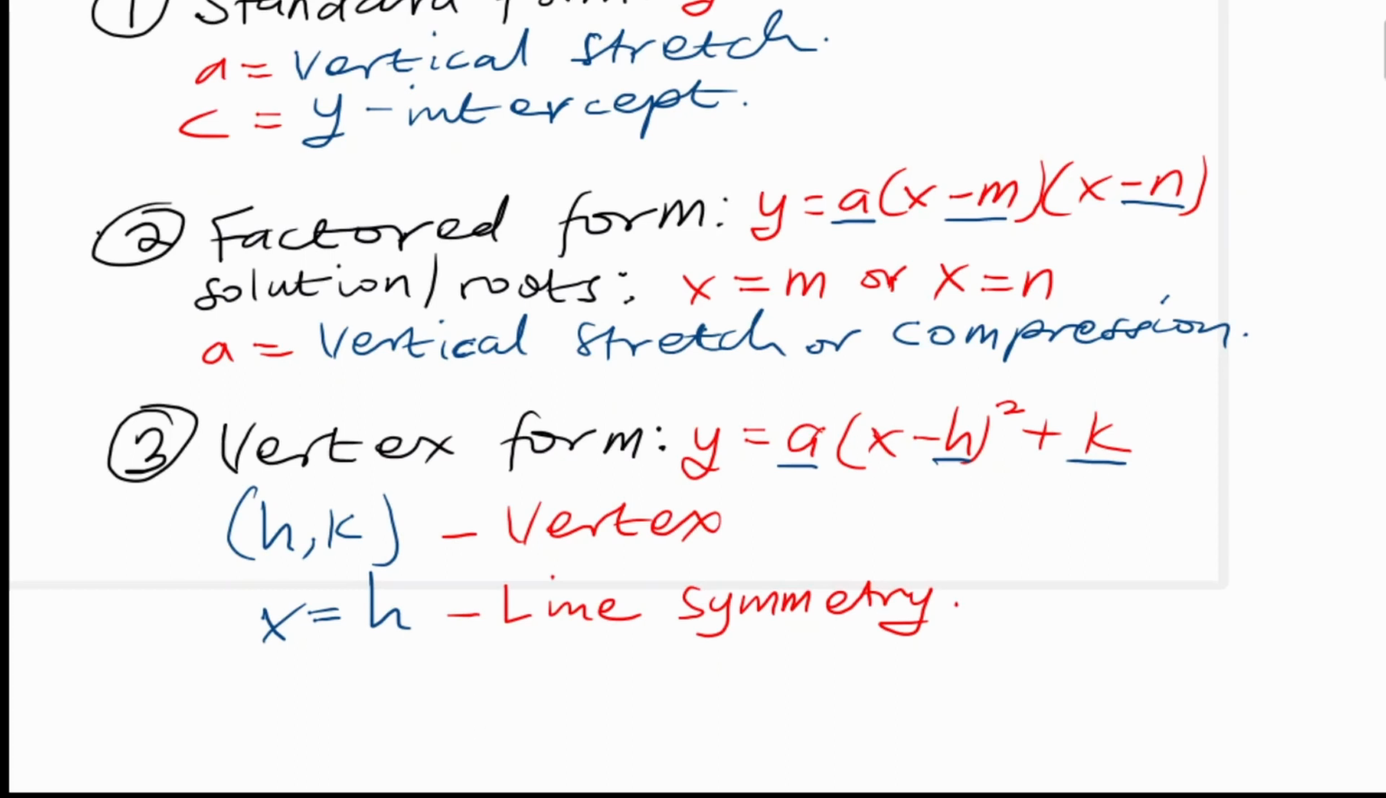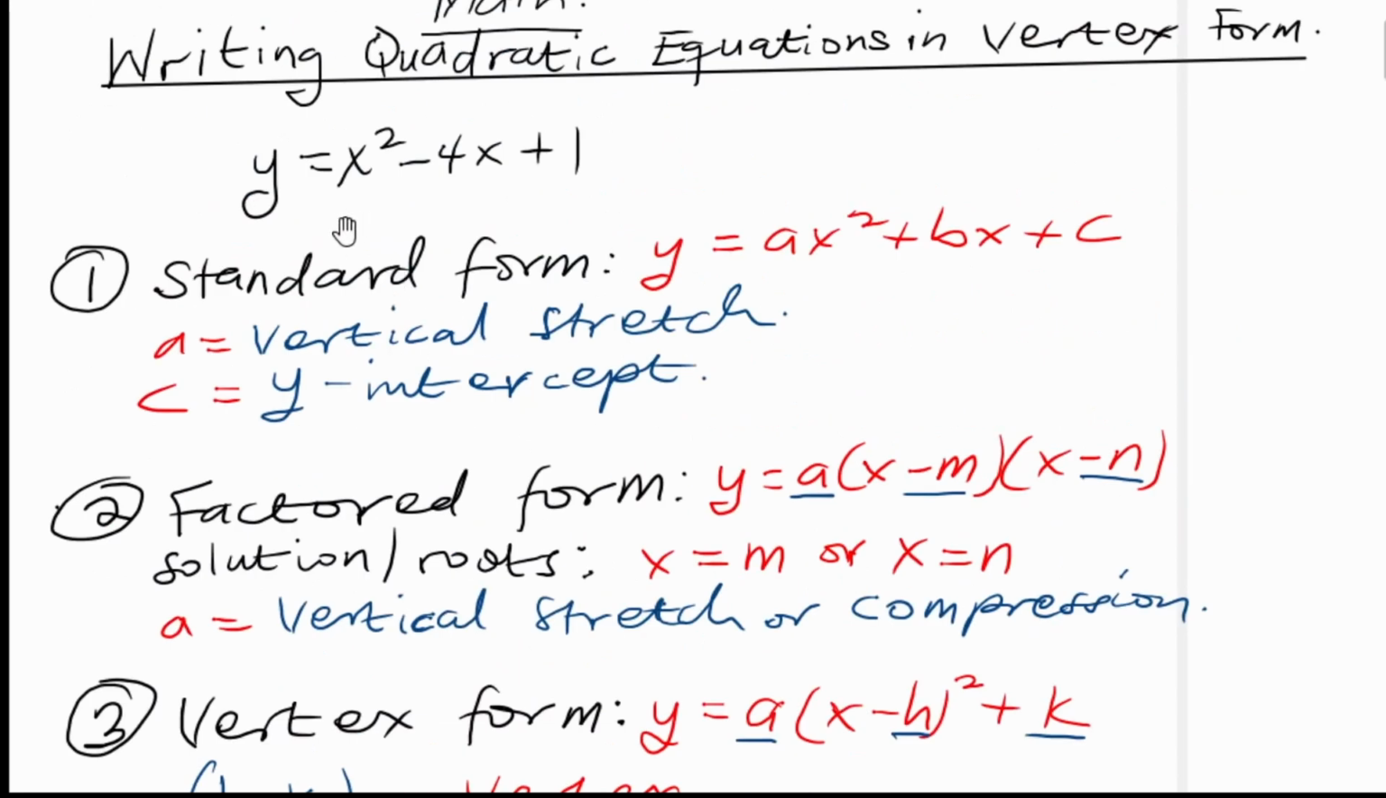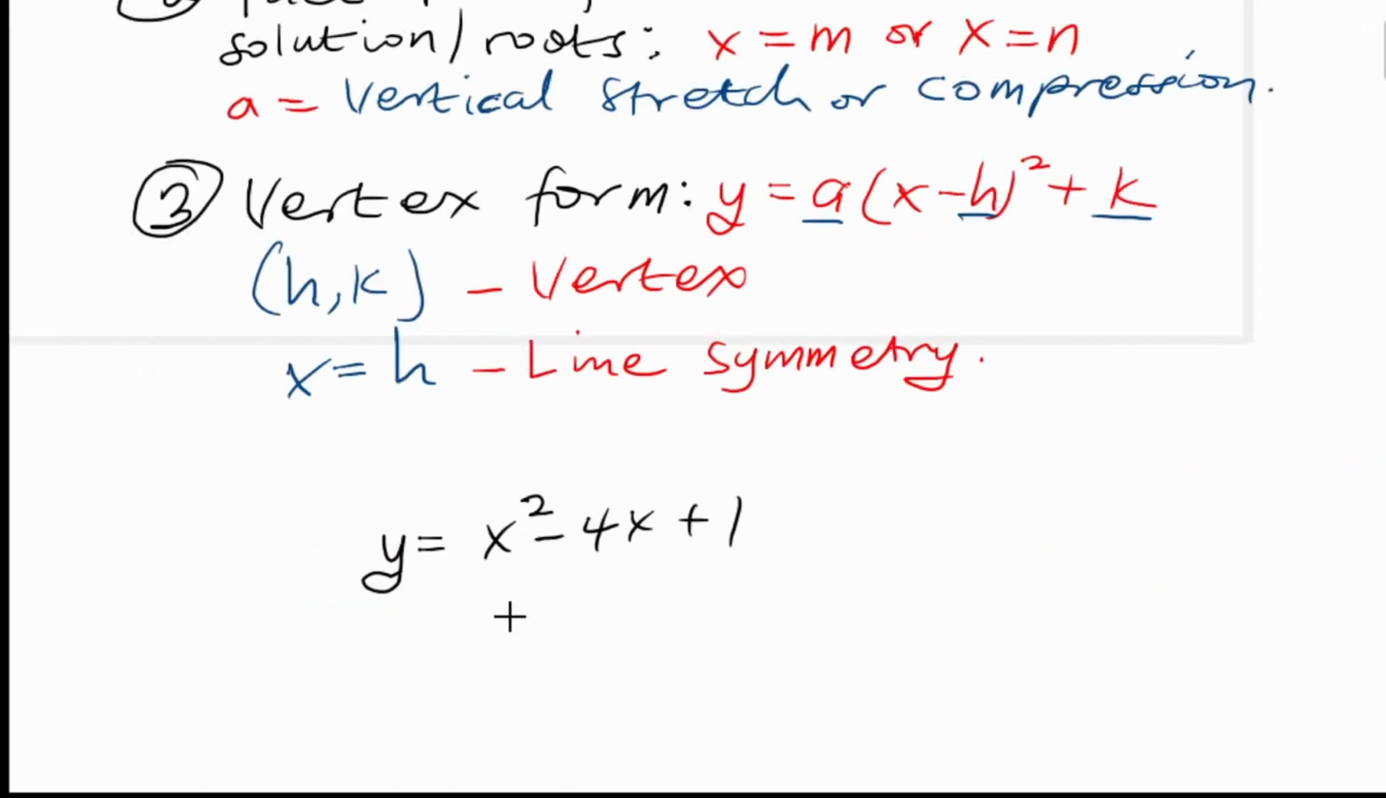Now let's get back to the original question, y equals x squared minus 4x plus 1. Let's find the vertex of this equation. To find the coordinate of the vertex, we are going to use what we call completing the square. So we are going to complete the square, or in other words, make this expression here a perfect square. By that, we end up expressing it in the vertex form. Then we pick the h and the k as the vertex of our equation. So let's find that quickly.